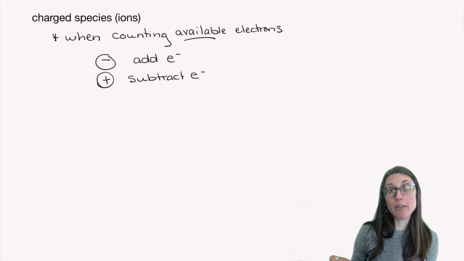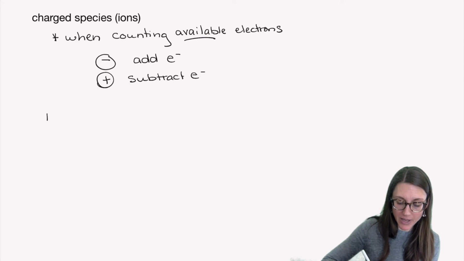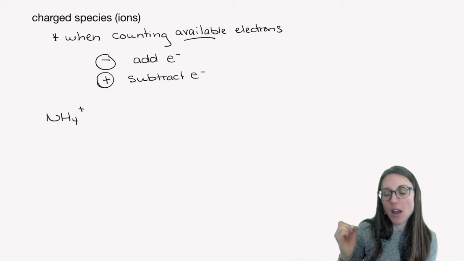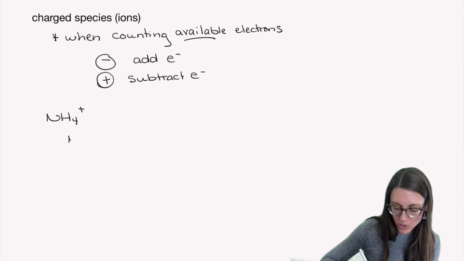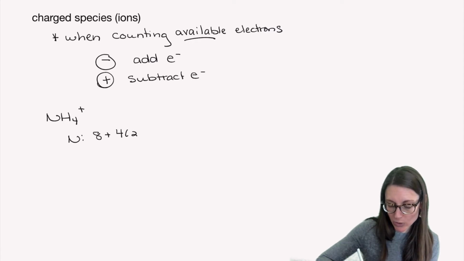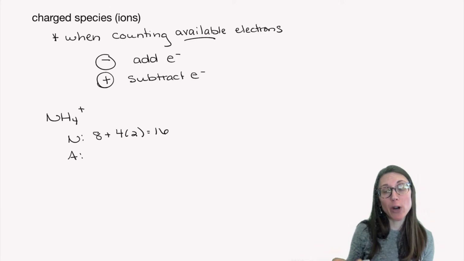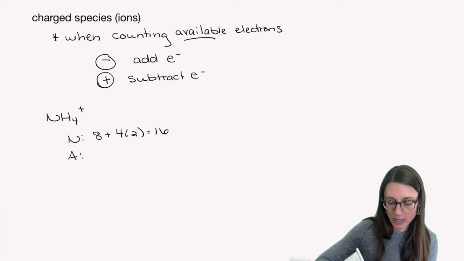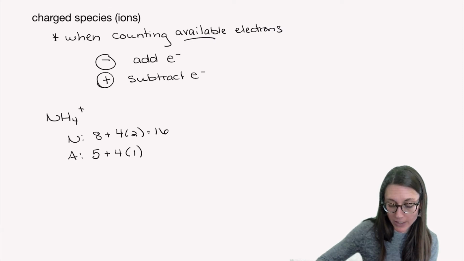If you have a positive charge, you're going to remove electrons. Let me show you how this works with the polyatomic ion ammonium, NH4 plus 1. Okay, let's NAB it. So, needed: nitrogen needs 8. There are 4 hydrogens, they each need 2. So that's a grand total of 16. Available: the first part of this works the same as you guys have been doing. So nitrogen has 5 available and each of those hydrogens has 1.